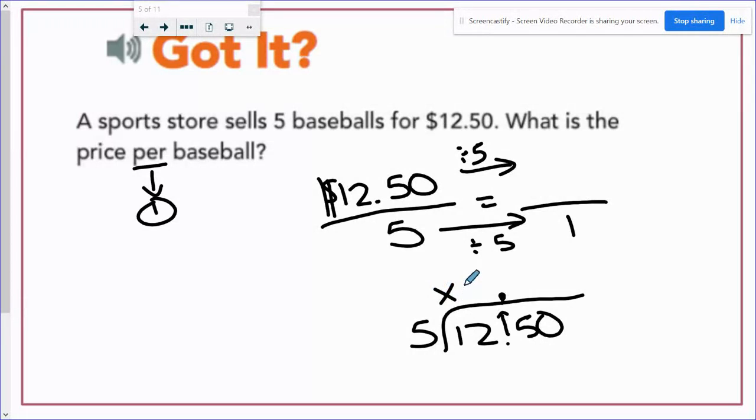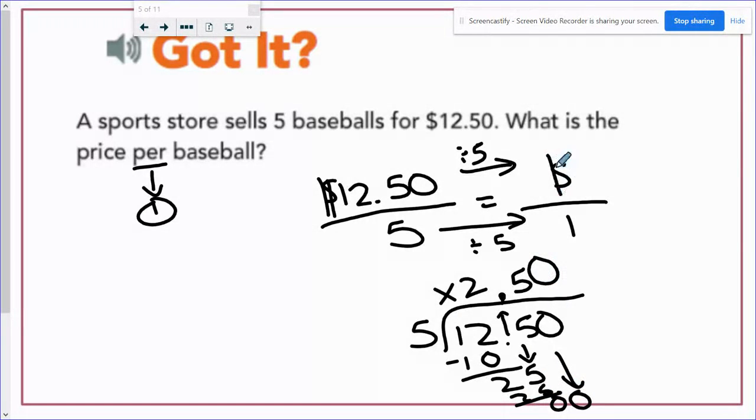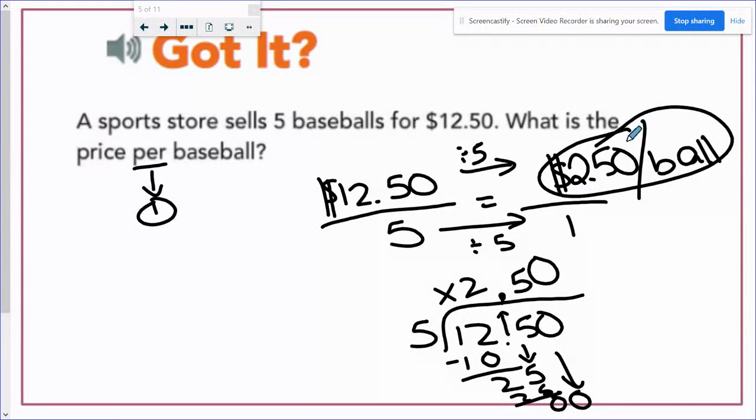5 does not go into 1, but it goes into 12 twice. 5 times 2 is 10. Subtract, we get 2, bring down a 5. 5 goes into 25, 5 times exactly. Bring down our last 0. 5 goes into 0, 0 times. So this would be $2.50 per ball. All right, let's move along.